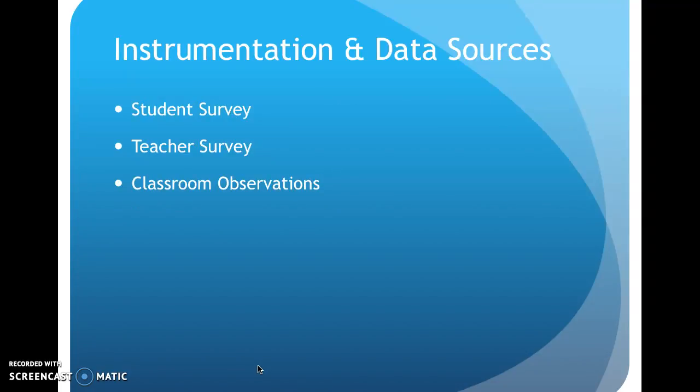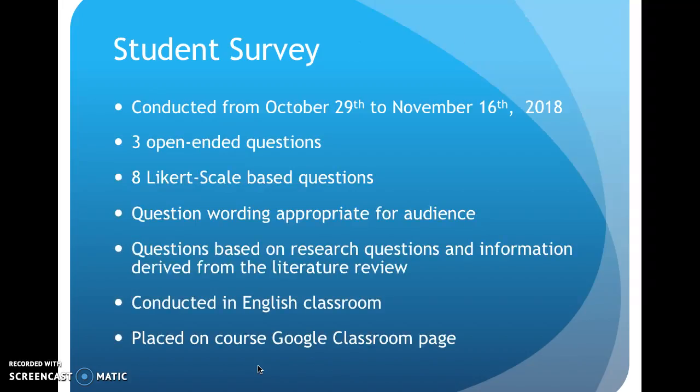The instrumentation and data sources are a student survey, a teacher survey, and classroom observations. So the student survey will be conducted from the end of October to the middle of November. There will be 3 open-ended questions and 8 Likert scale-based questions. I designed the questions and revamped them so that they are easy to understand at a 9th grade comprehension level. That way, all students grades 9 through 12 should be able to comprehend them.